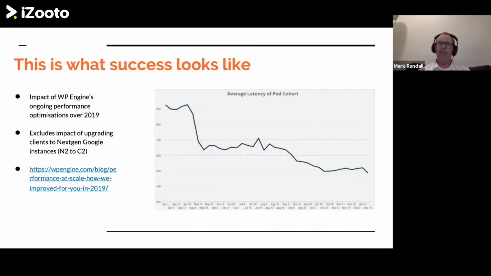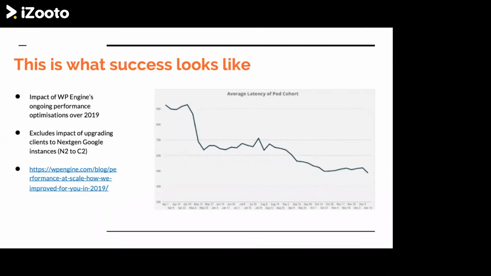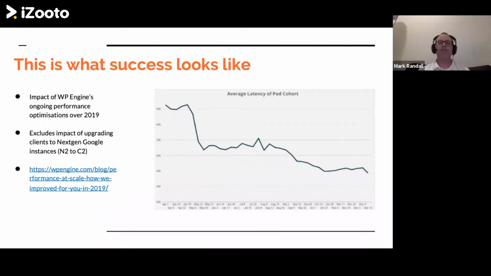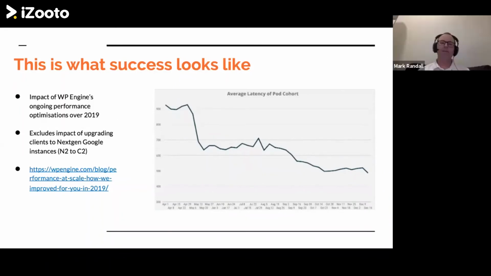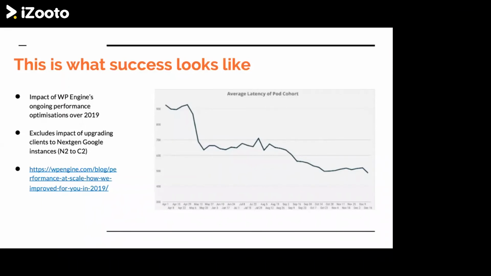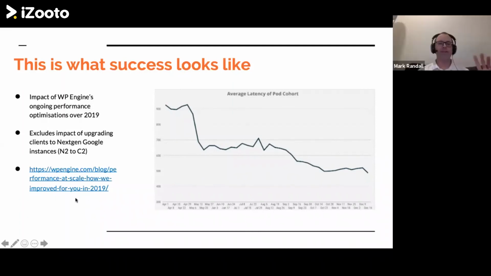Interestingly as well, we upgraded all of our customers to the latest Google instances, called C2 instances, last year, which are essentially the latest generation of processing technology. That has a huge performance benefit, but this graph actually excludes that. So even without that hardware upgrade that we were able to do to give our customers access to the latest hardware, we were still able to achieve a significant increase in performance over time. And there's a little blog article there that talks through the things that we did over the year to achieve that, which might be useful for the audience.